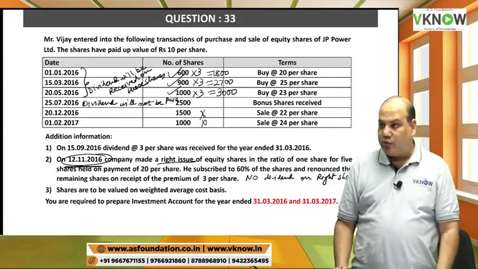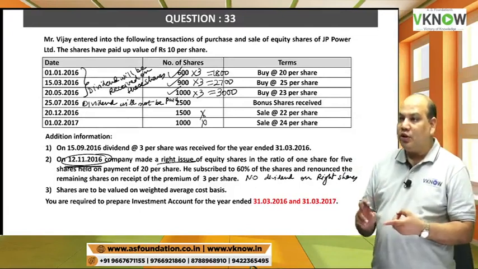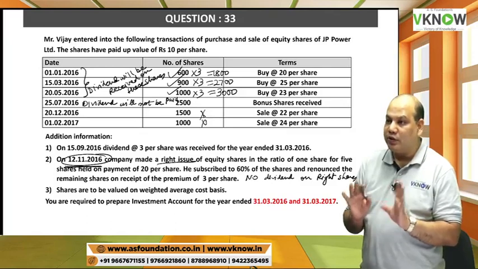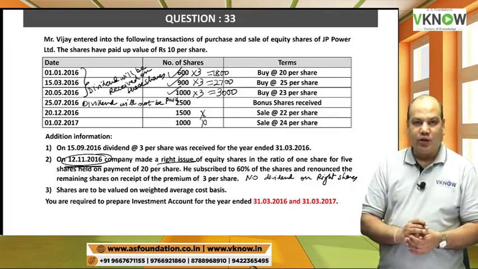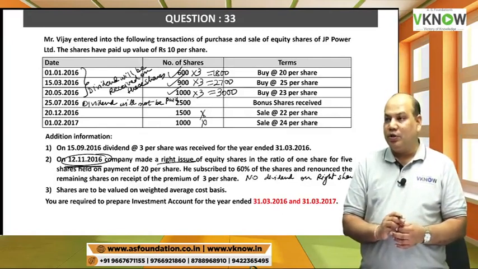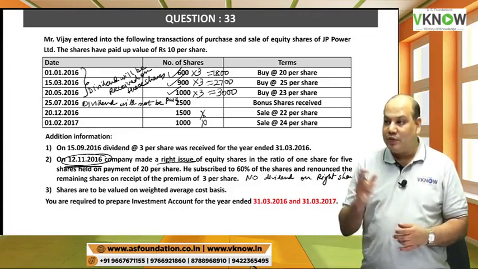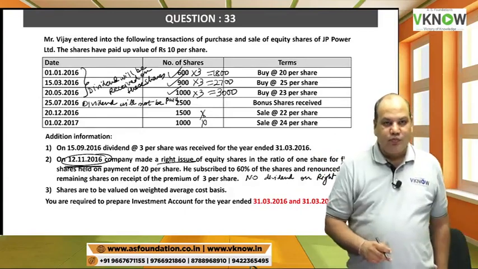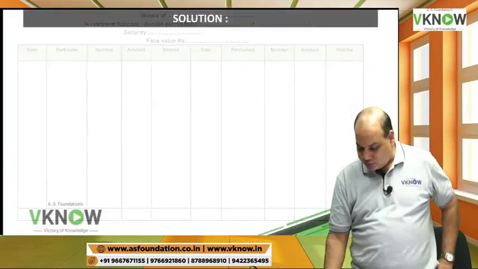Dividend will be received only on those shares which exist in the books of the company on 31st March 16. Shares which were issued after 31st March 16, dividend will not be paid by the company. If dividend is not paid by the company, the investor will not receive the dividend. Bolo yes, yes. Now, one puzzle we have solved.